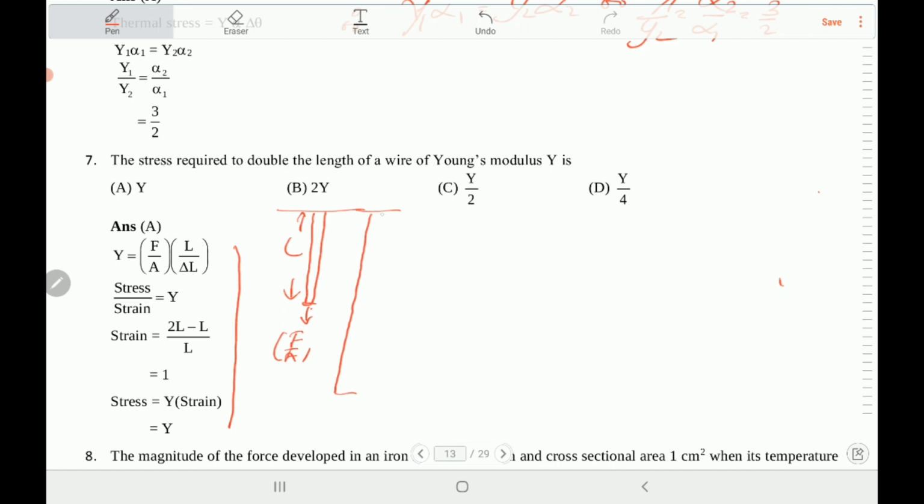by L. Increase by L means total length becomes 2L. Look, up to here it was L, further L, this is L. So the change in length is also L. Initial length L. Both are the same.